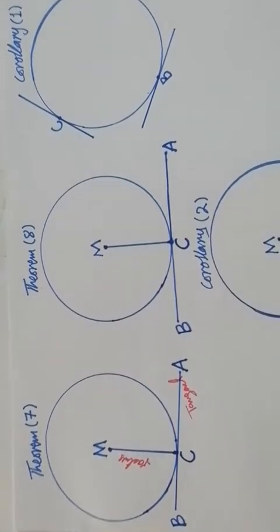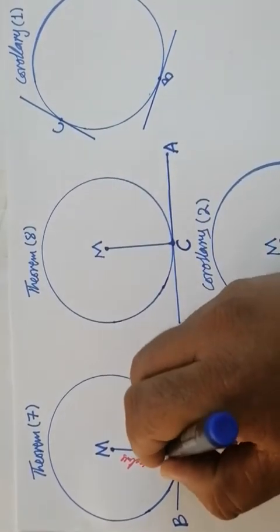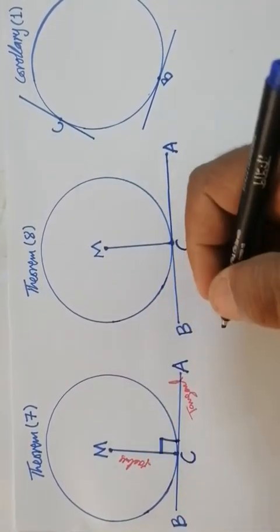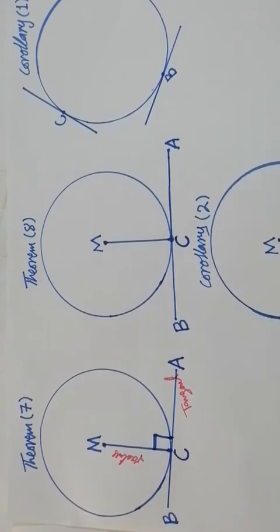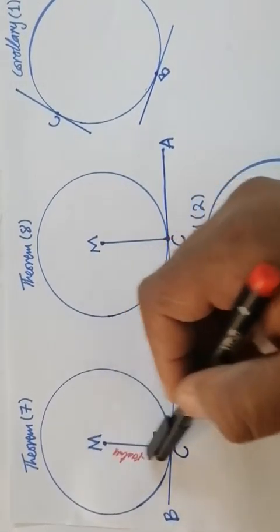Okay, Theorem 7 says the perpendicular. What does it mean, perpendicular? Perpendicular means 90 degrees. It says the perpendicular. That means we have a 90. Which perpendicular? The perpendicular, this 90. The perpendicular drawn on a radius.